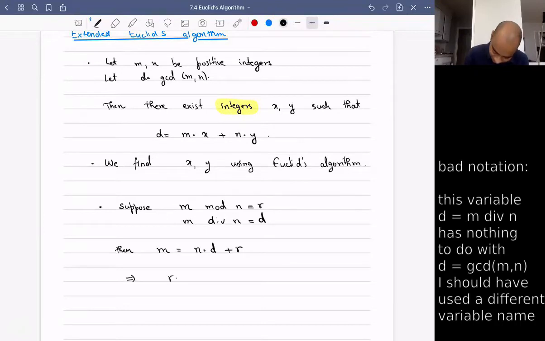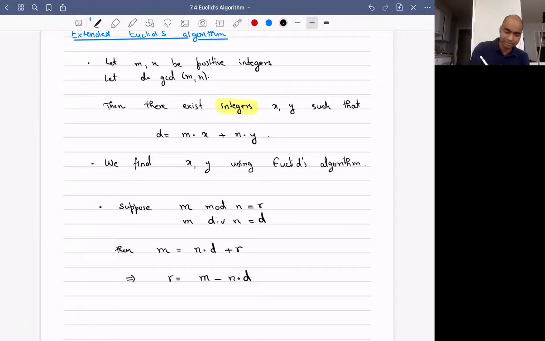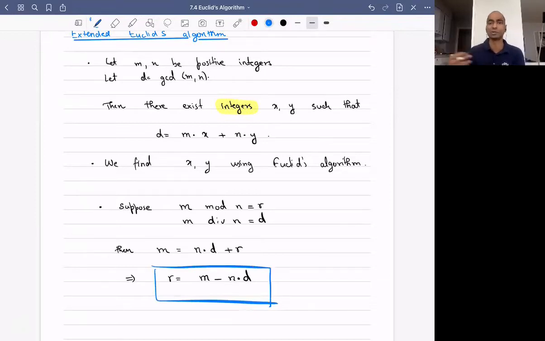And then I can further write R as m minus n times D. So I can write the remainder as the bigger number minus the smaller number times the quotient. And this is the step that we are going to use repeatedly in addition to Euclid's algorithm, and use this to solve the above problem. It's all abstract right now, but I'll do an example where it'll become clearer.